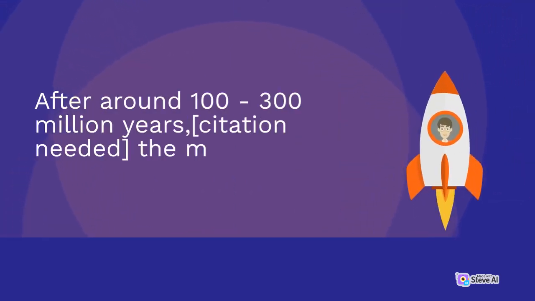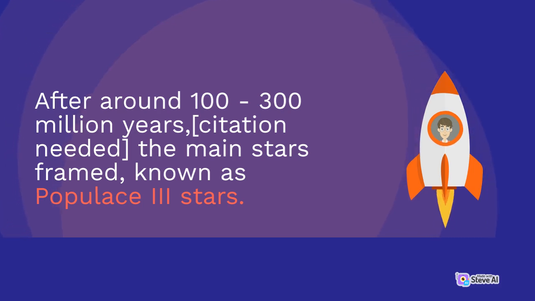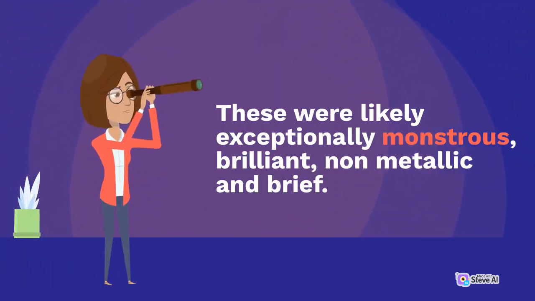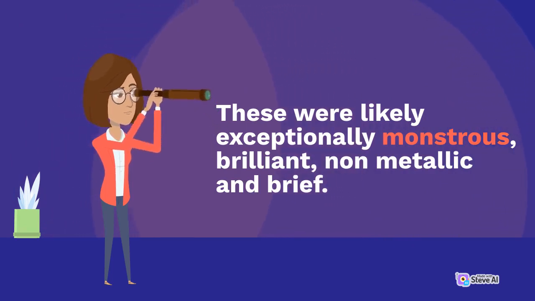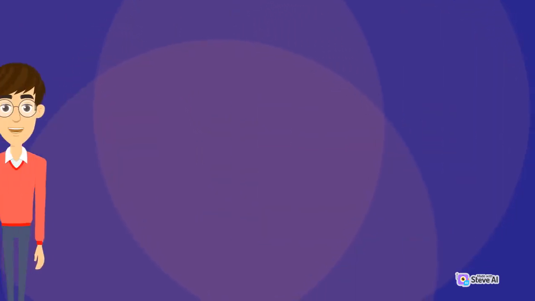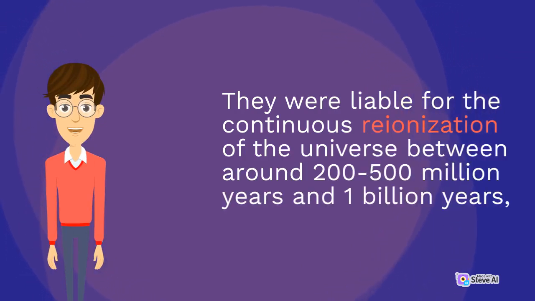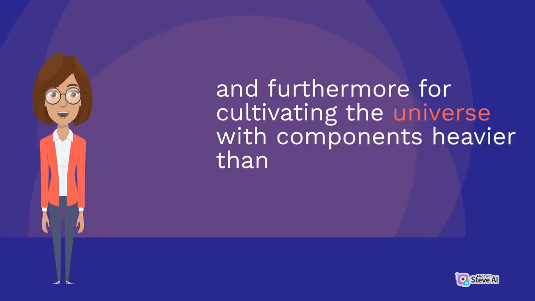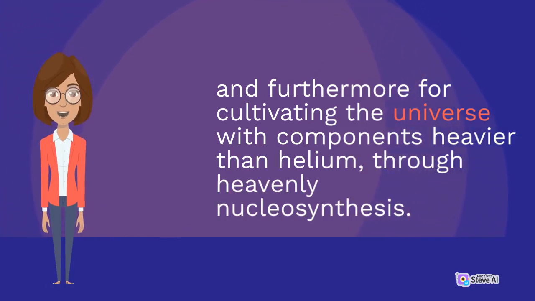After around 100 to 300 million years, the first stars formed, known as Population III stars. These were likely very massive, luminous, non-metallic and short-lived. They were responsible for the gradual reionization of the universe between about 200 to 500 million years and 1 billion years, and also for seeding the universe with elements heavier than helium, through stellar nucleosynthesis.